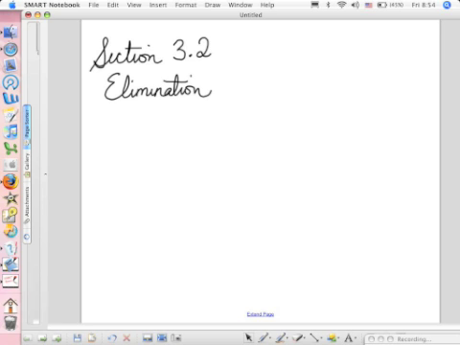There's another method of solving these types of equations, and it's called elimination. Either one works. Some people like elimination better than substitution. Sometimes substitution is easier to use because of the type of problem that you're looking at. Sometimes elimination is easier to use.